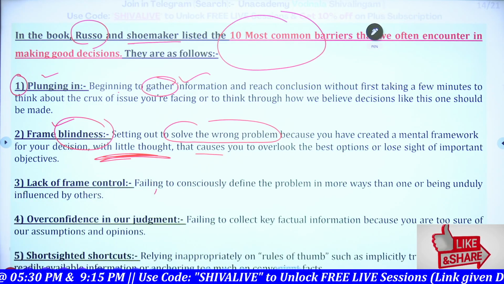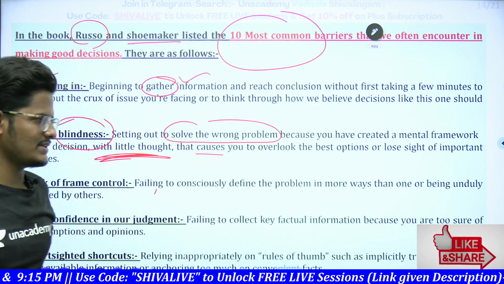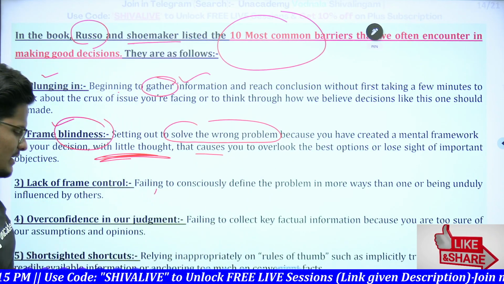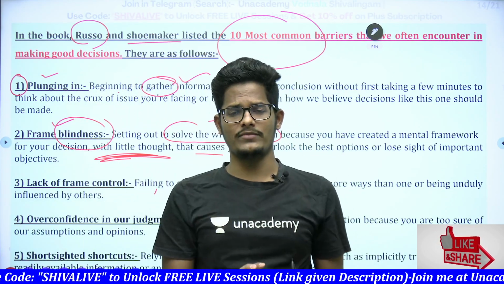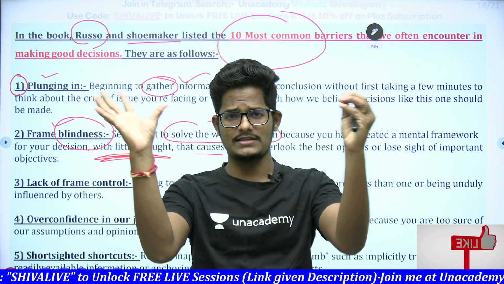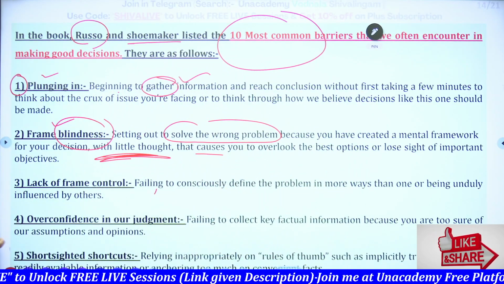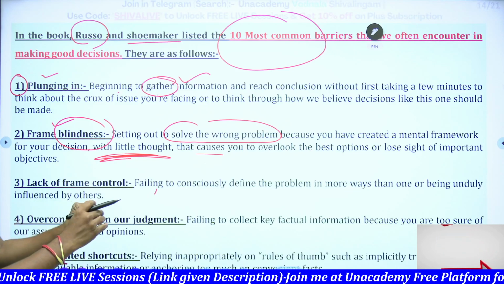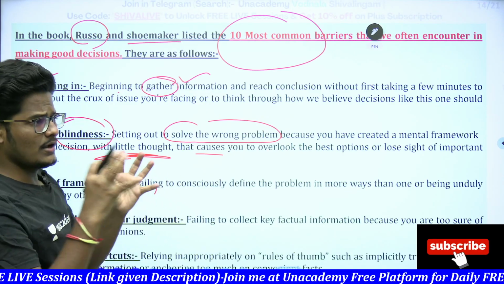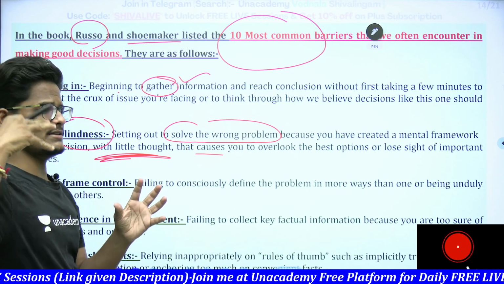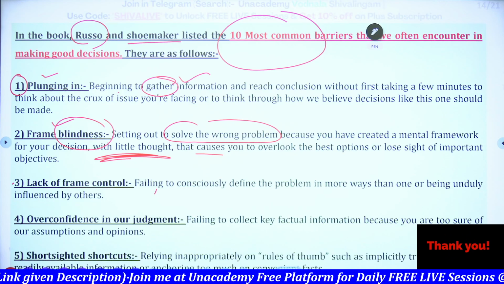Lack of frame control is nothing but failing to consciously define the problem in more ways than one, or being unduly influenced by others. Actually, you are thinking about your problem only in one way. You are closed to other ways of thinking about your problem. That is lack of frame control. It means you are fixed, or you are thinking about your problem only in one way, because that is influenced by others or by yourself. It can be anything. You are just forgetting about alternatives.